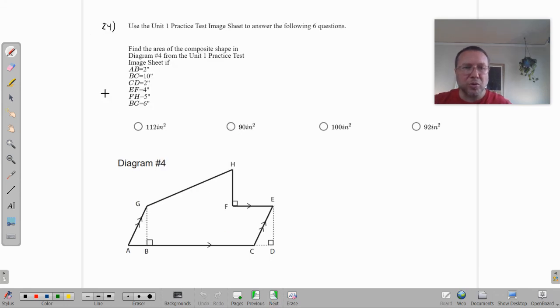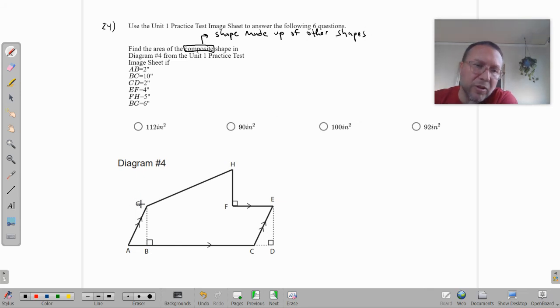All right, so 24 and 25 are what we call composite shapes. So these next two problems deal with when you're trying to find the area of what we call a composite shape. Composite just means a shape that's made up of other shapes. So it's not just one shape, it's kind of like a big blob of a shape that is made up of other shapes.